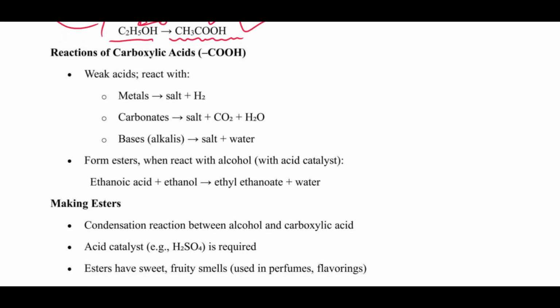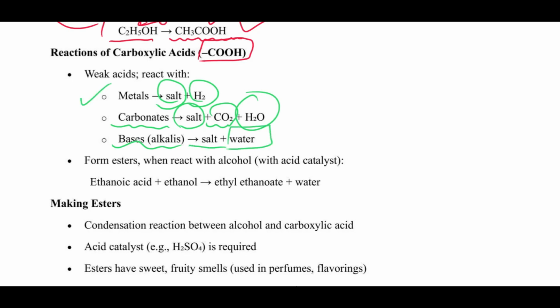Now let's see another homologous series, that is carboxylic acid, and their functional group is COOH, right? So the carboxylic acids are actually weak acids, and whenever they react with metals, they will produce salts. Acids, whenever they react with metals, will produce salt and hydrogen gas. Whenever they react with carbonates, again they will produce salt, but also carbon dioxide and water. And whenever they react with a base, it's simple. We already know whenever acid reacts with a base, we get salt and water.